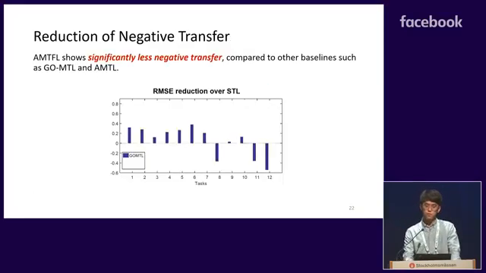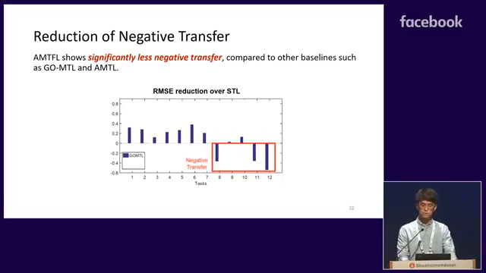And this figure shows RMSE reduction over single task learning for GoMTL. We see that there are negative transfers for difficult tasks. And also, AMTL suffers from some degree of negative transfer, although not as severe as GoMTL. But our model shows significantly less negative transfer than other baselines.